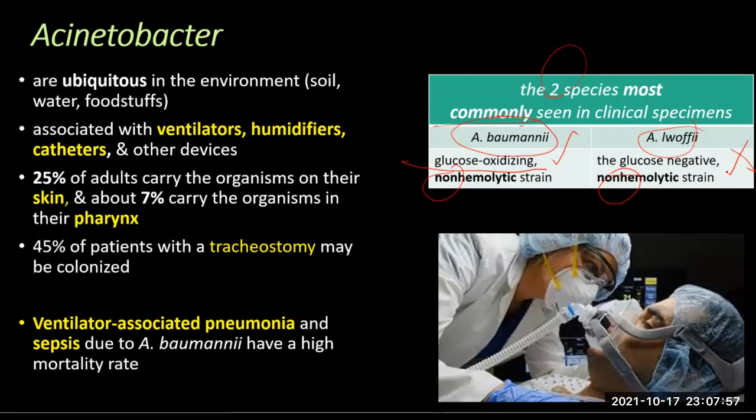Then 25% of adults carry the organisms on their skin, and 7% carry these organisms in their pharynx. And 45% of patients with a tracheostomy may be colonized. So those patients with a tracheostomy are really at risk of developing infections from this genus. Ventilator-associated pneumonia and sepsis due to A. baumannii have a high mortality rate. So take note, it's really deadly, highly fatal.